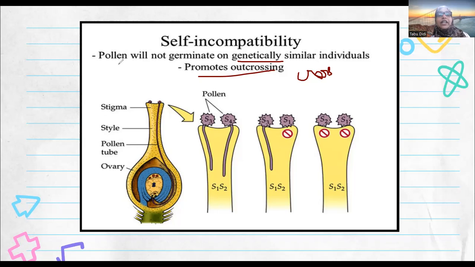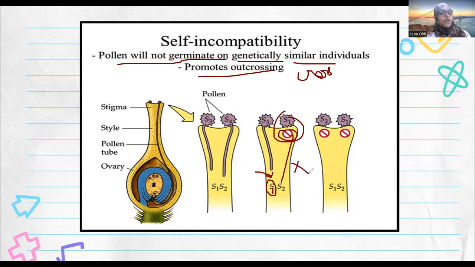Okay, so naturally the plant will not germinate on genetically similar individuals. So this is how nature has automatically ruled out this process. There is definitely self-pollination happening, but mostly it will try to avoid the same type of genetic makeup, that is, the gynoecium having the same genetic makeup and the pollen grain also having the same genetic makeup.